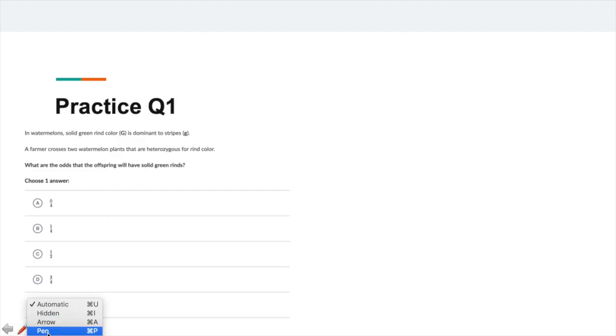Alright, so practice problem number 1. In watermelon, solid green rim color, which is denoted by a big G, is dominant to stripes, denoted by a little g. So let's just make a little note of that right off the bat, up top here, because it's important to keep track, otherwise you might get confused later. So we have big G is going to be solid, and then our little g is going to be stripes.